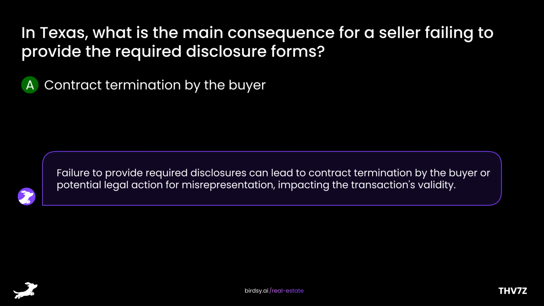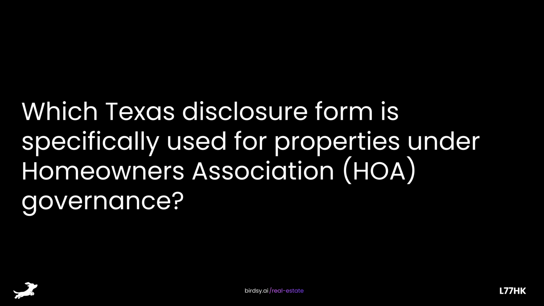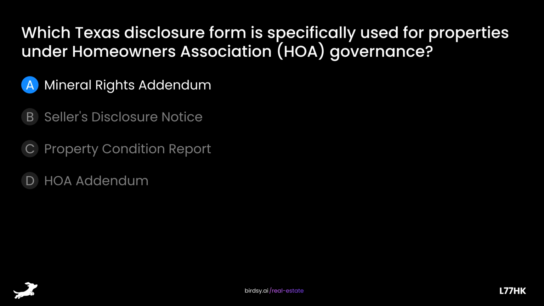Failure to provide required disclosures can lead to contract termination by the buyer or potential legal action for misrepresentation, impacting the transaction's validity. Which Texas disclosure form is specifically used for properties under homeowners association governance? Is it A, mineral rights addendum, B, seller's disclosure notice, C, property condition report, or D, homeowners association addendum? The answer is D, homeowners association addendum.